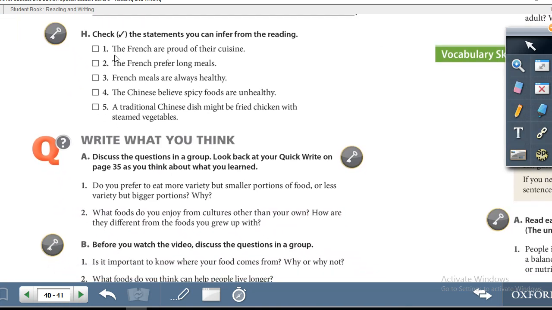Let us have a look at exercise H. Check the statements you can infer from the reading. So once again, you are going to put a check in the correct block, right? You're going to choose one of the answers and you are going to put a tick or a check in the correct block.